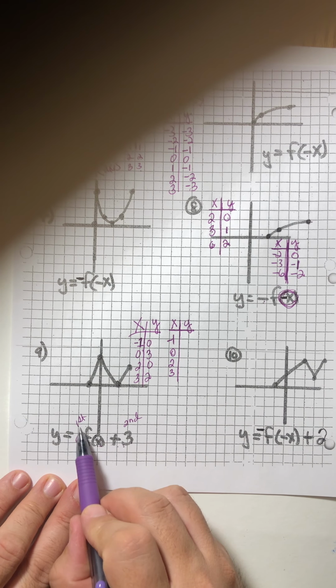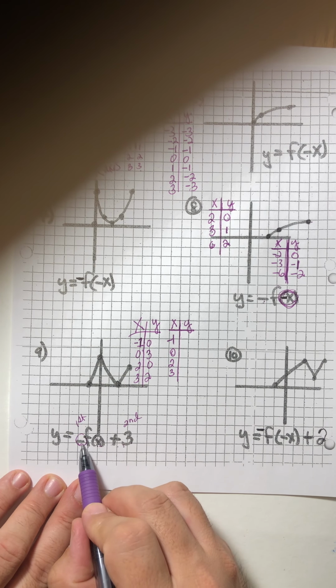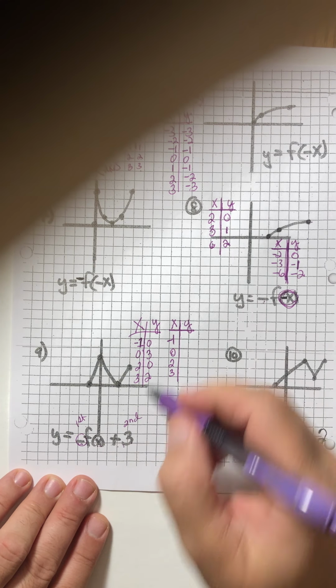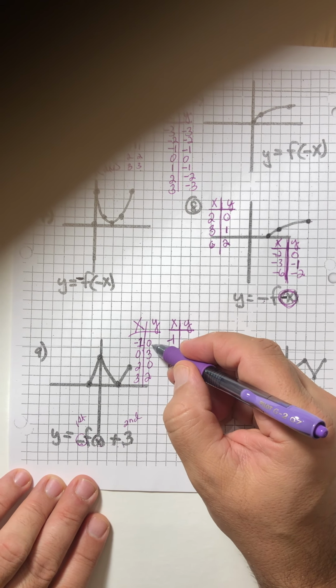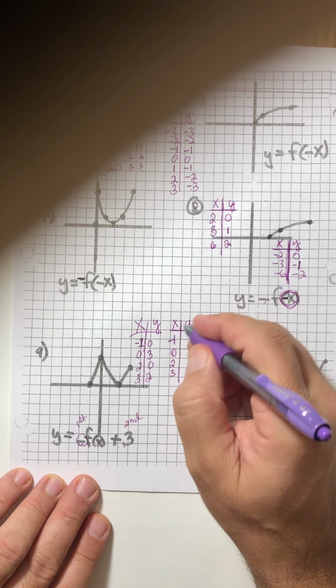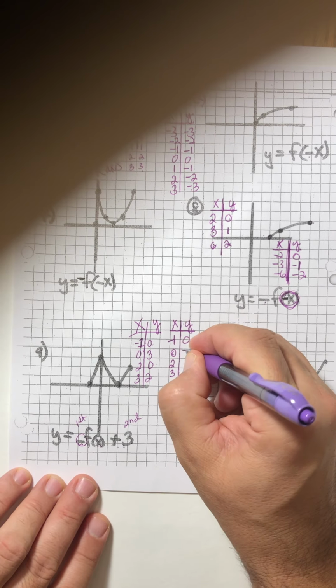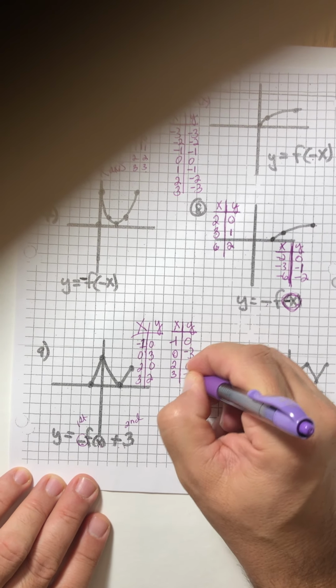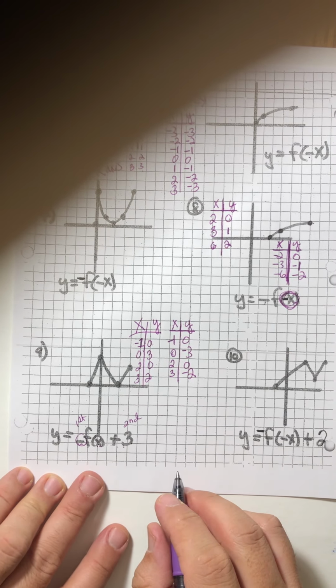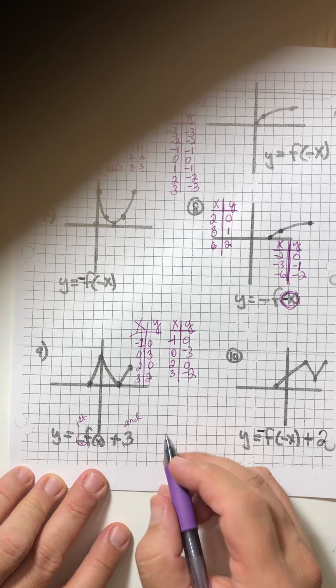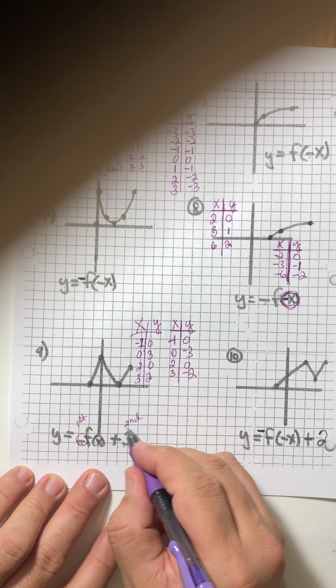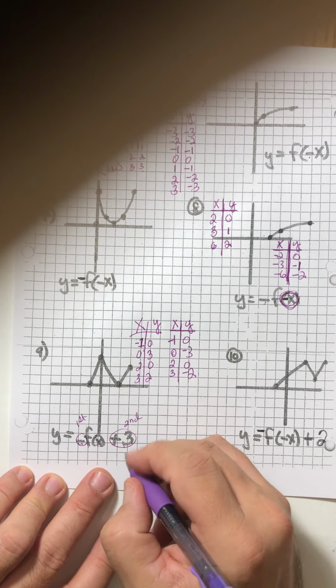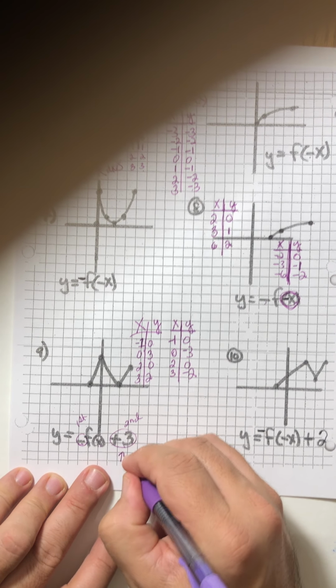So first thing, we're going to multiply all the y's by a -1. So what happens to all these y's? We have to multiply by -1 or divide by -1. So we have 0, 3, 0, -2. Now, what do I have to do with all of these y values? That's right. We're going to go up 3 on the y.